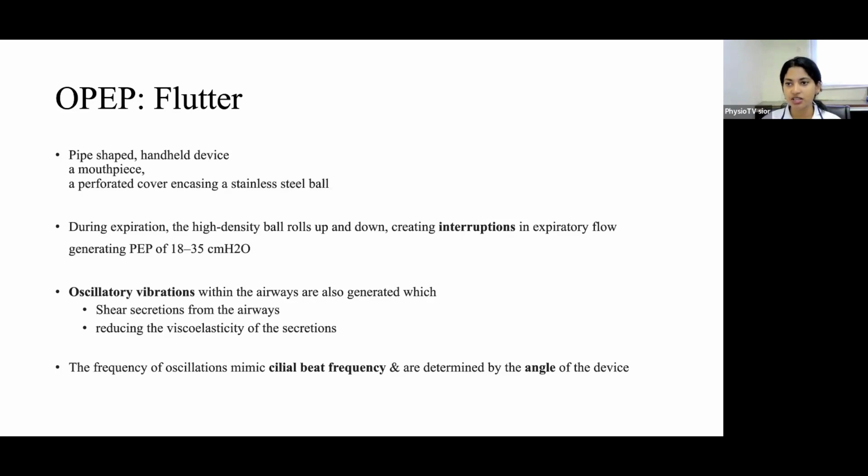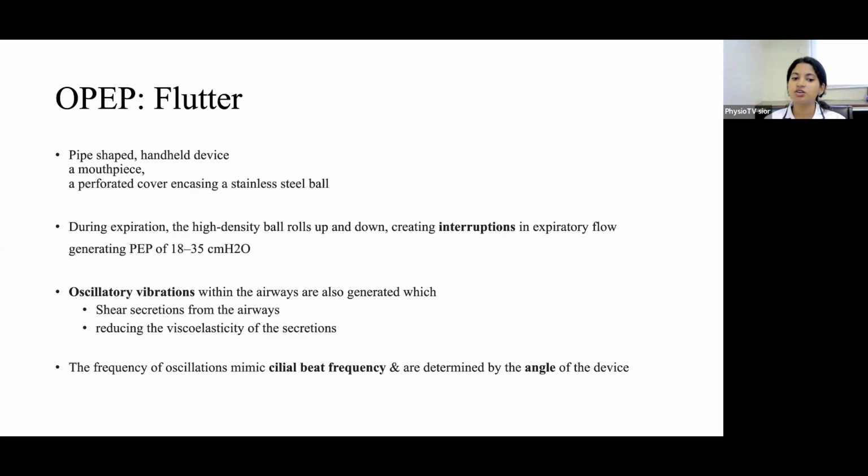So this vibration in the airways will help shear or move the secretions that are attached to the airways into the lumen of the airway. And because of the oscillations, it will also help in reducing the viscosity or the viscoelasticity of the secretions, making them more mobile and easier to move into the larger airways. So these oscillations act or mimic the ciliary movement of the mucociliary tract.